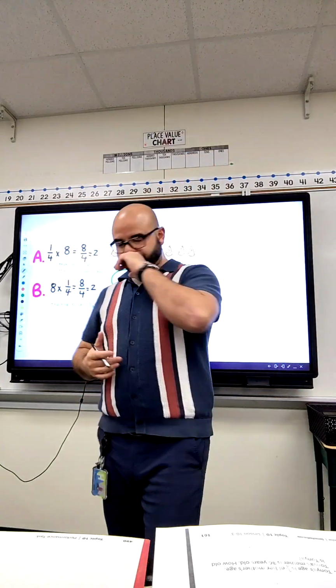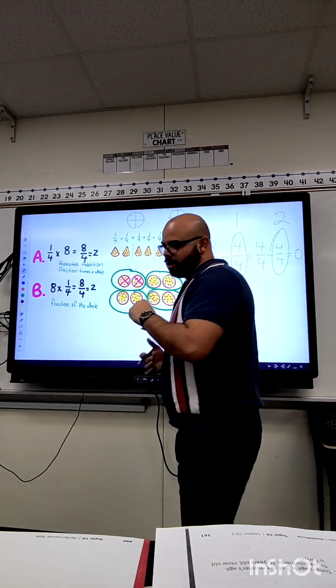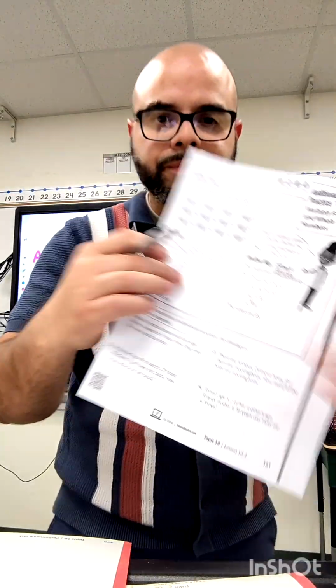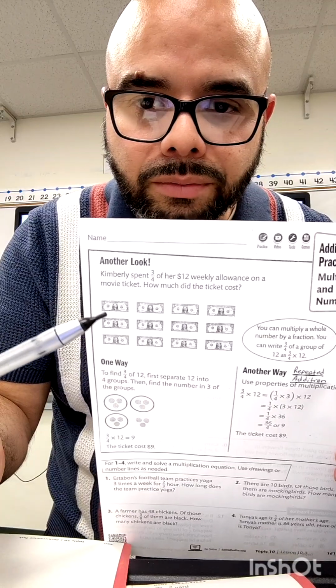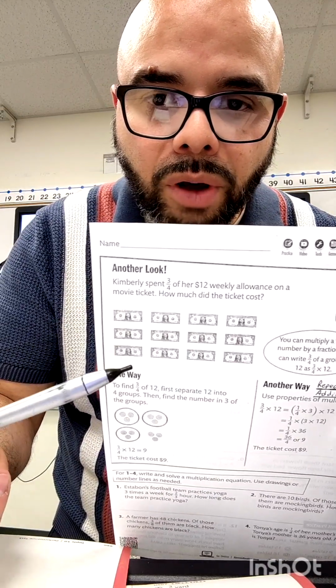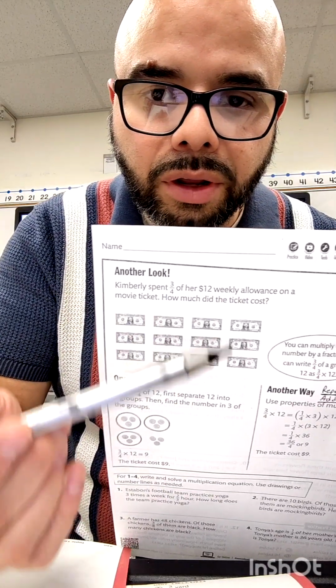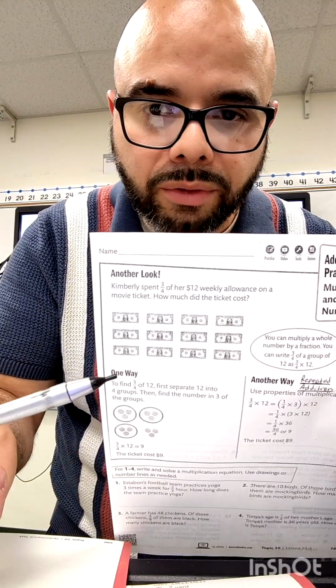Let's go into this problem here. I'm going to read it for you. It says Kimberly spent 3/4 of her $12 weekly allowance on a movie ticket. How much did the ticket cost? They drew it out. $12. You have 3, 3, 3, and 3. 4 times 3 is 12.